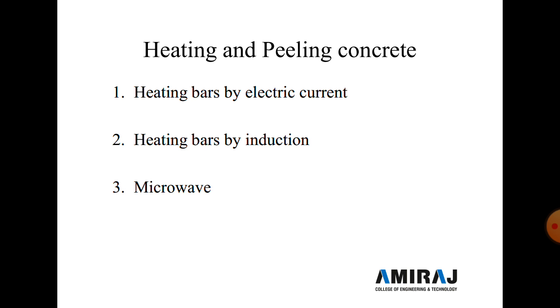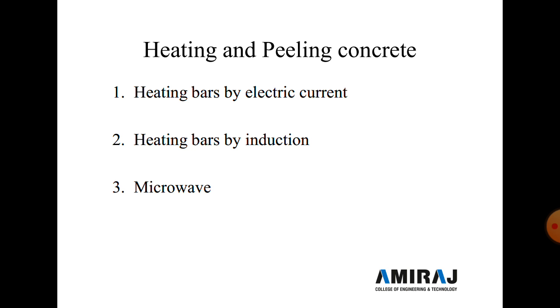Now next is heating and peeling concrete. Here there are three methods. First is heating bars by electric current. Second is heating bars by induction, and third is microwave. In the first method, heating bars by electric current, the bars are heated one by one by the electric current up to 400 to 450 degrees Celsius, and concrete cracks are generated and the concrete is removed from the bar.